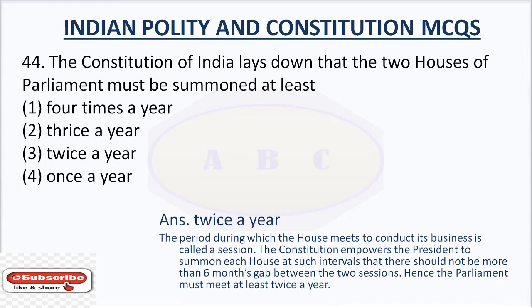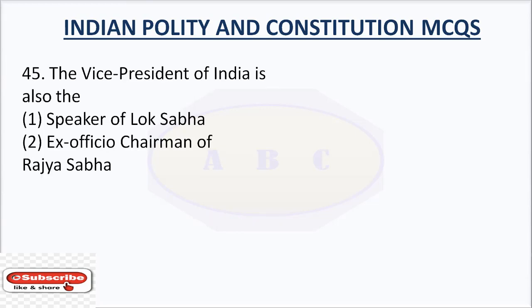The period during which the House meets to conduct its business is called a session. The Constitution empowers the President to summon each House at such intervals that there should not be more than a 6-month gap between the two sessions. Hence, the Parliament must meet at least twice a year.